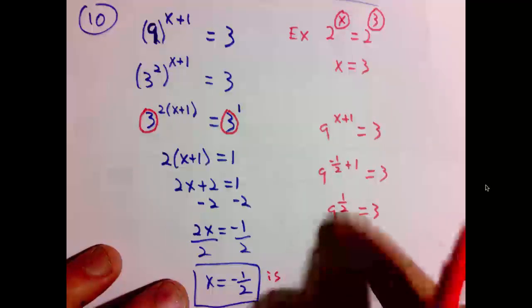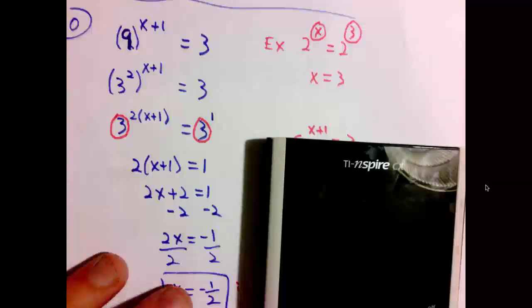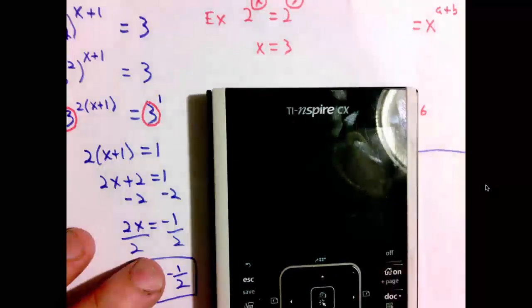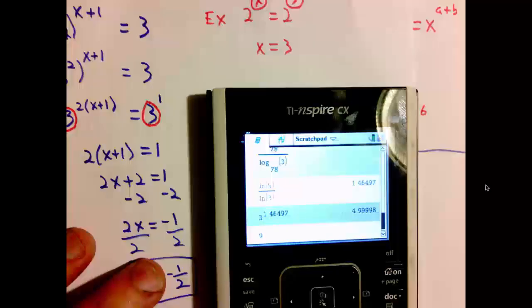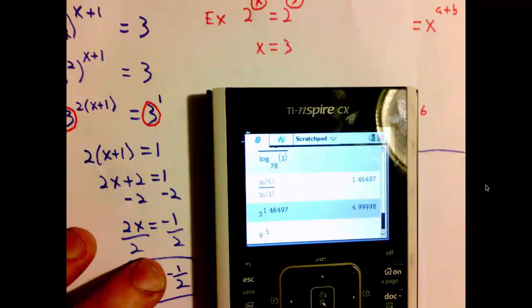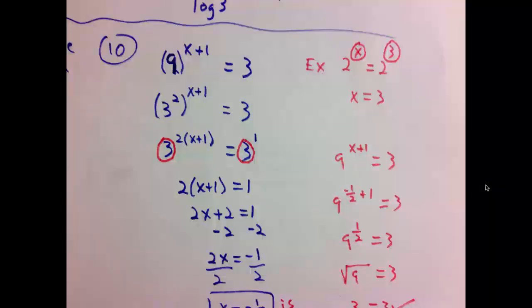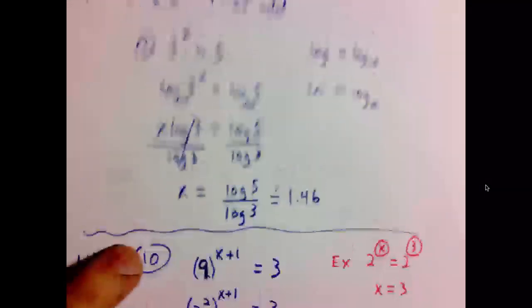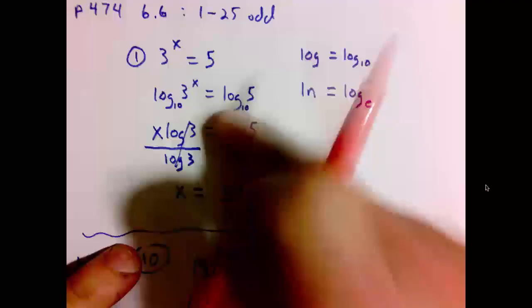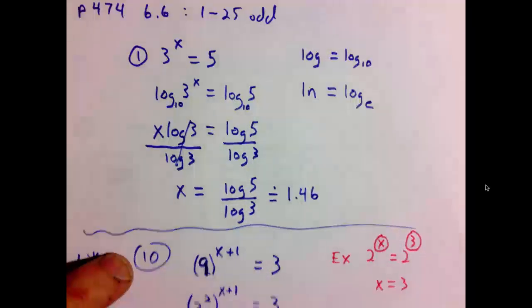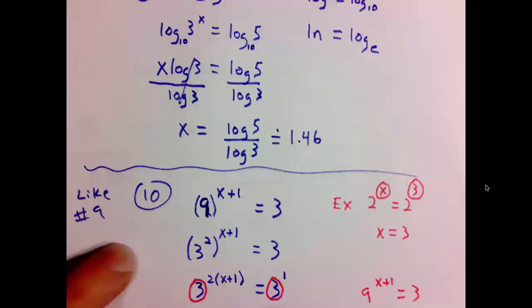Okay, I will show that 9 to the 1/2 is indeed 3 using my calculator. I'll verify that. 9 to the power of 1/2, 0.5. It's 3. So that will help you with many of the remaining ones. With these two problems, taking the log of both sides and making this base change, you will be able to handle the rest of those problems.